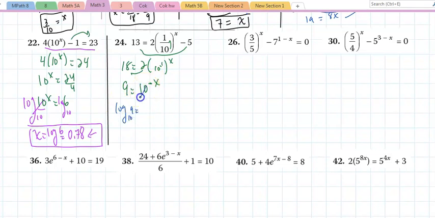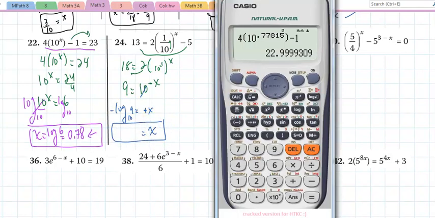The right side, the log base 10 will undo that. And x would be what? Negative log base 10 of 9. And if I plug this in my calculator, I can get an answer. Here, they only want us to round to 2 decimals. So if I take negative log of 9, I'll get negative 0.95.